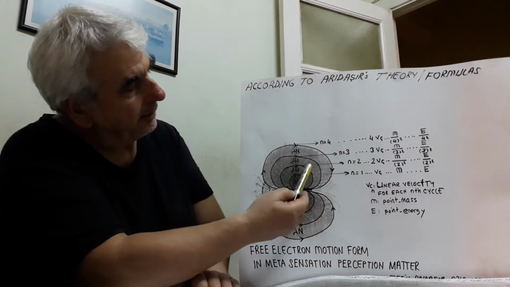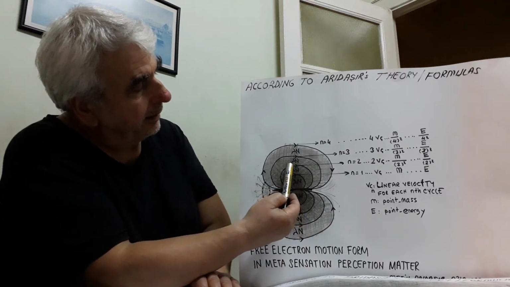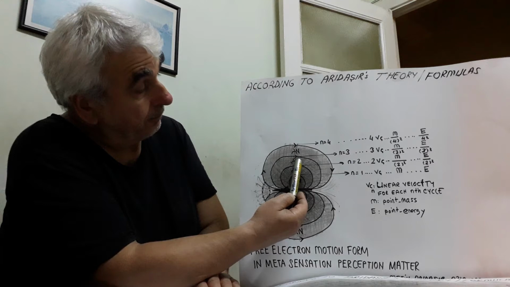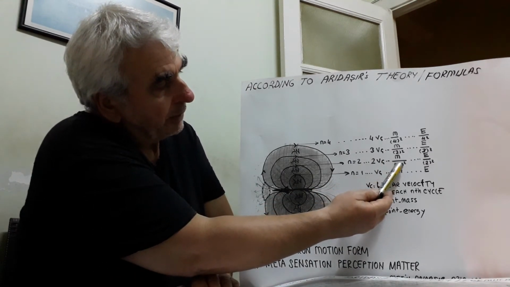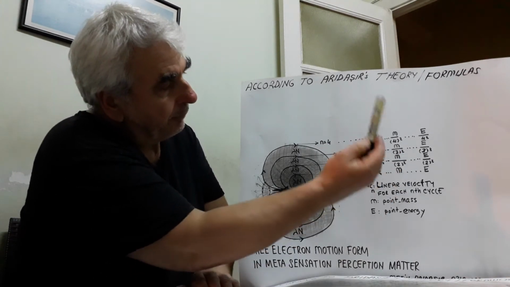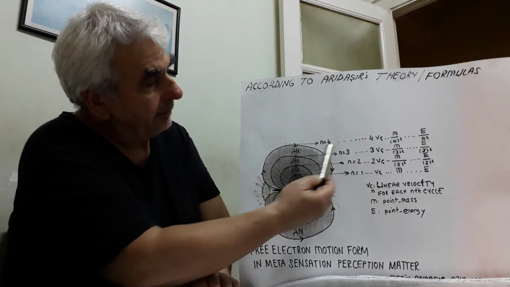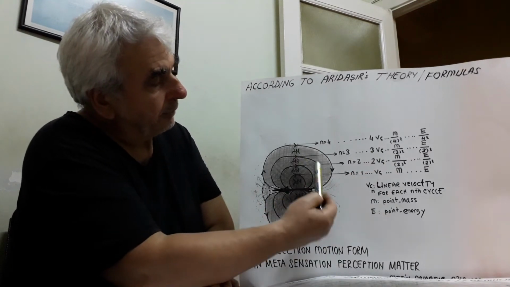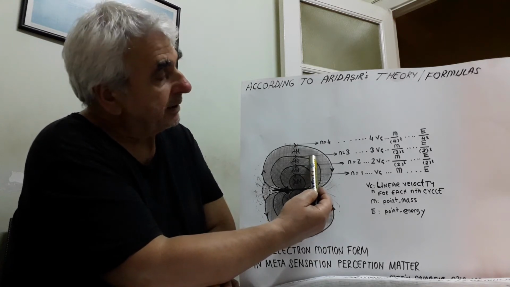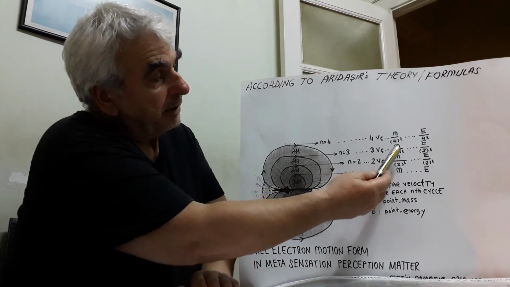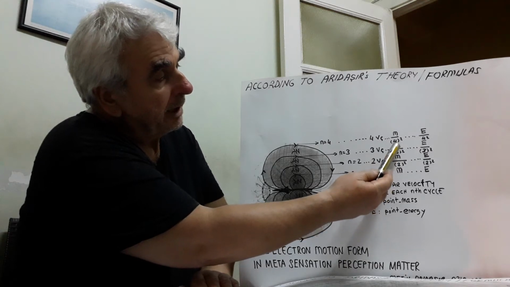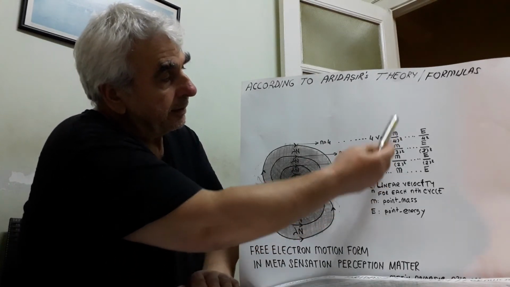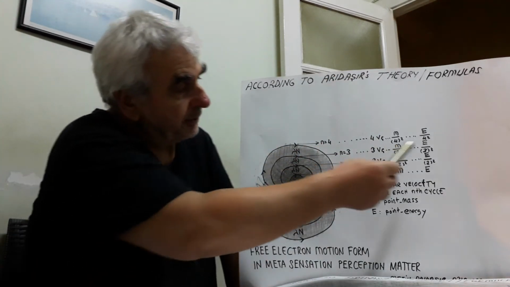For the second successive wave on the surface, a photon point mass is m divided by n squared. This is 2 squared, m divided by 4. For third successive wave, 3 multiplied by linear velocity at any point of this third successive wave. Mass is m divided by n squared here: m divided by 9 for third, m divided by 16 for fourth, etc.